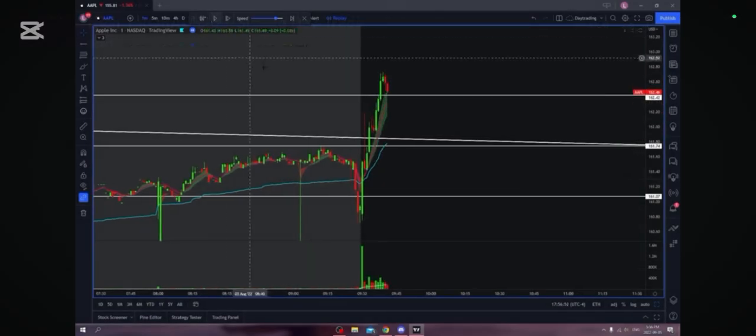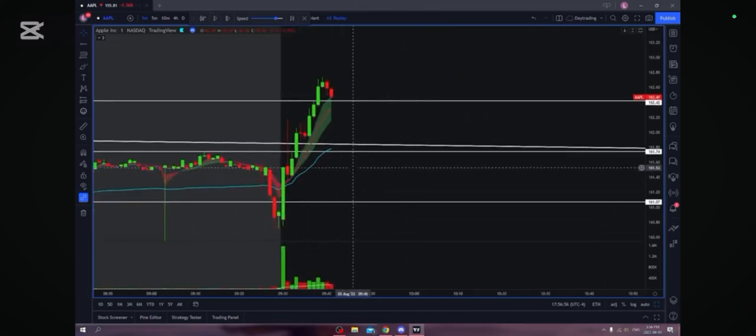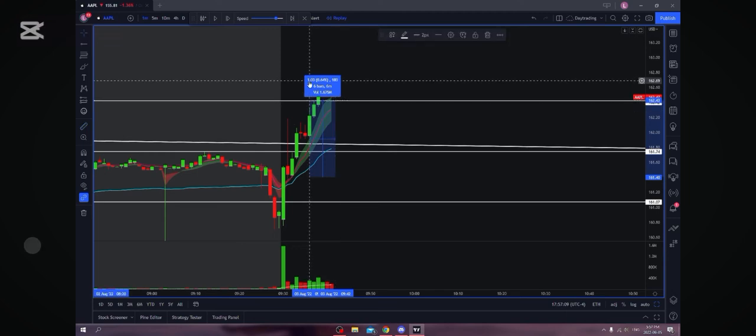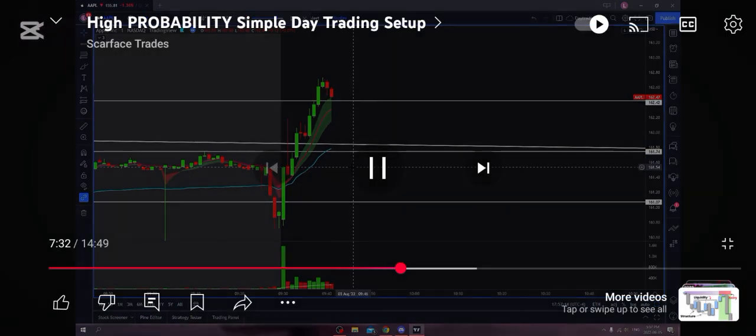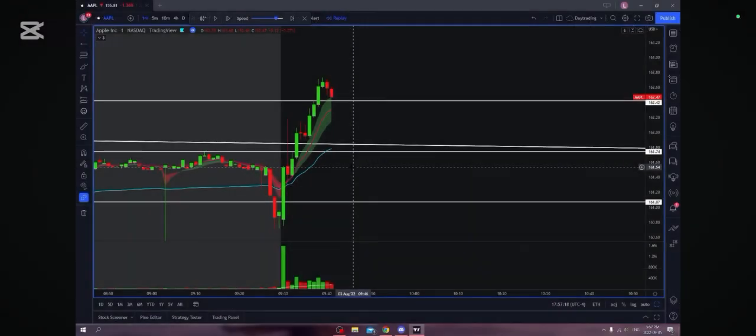There we go. Understand how I got this amazing move. We're risking about 0.3 points here on Apple, and we made about 1.03 points. So that's about a 3-to-1 risk to reward ratio. And this was a super simple trade right into the open.